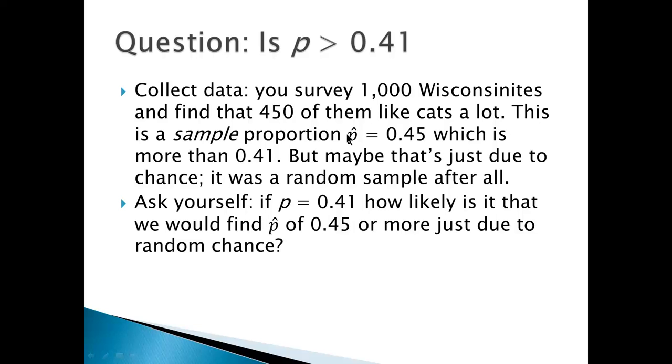So ask yourself this question. If p really is 0.41, how surprising would that 0.45 figure be? Would it be unusual to find 450 out of 1,000 if the actual population proportion is 0.41?